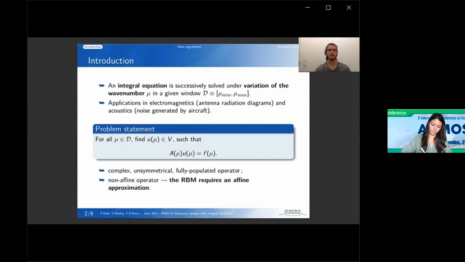In this presentation, I will essentially propose a new kind of affine approximation based on the concept of local adaptivity. And I will show how this new kind of approximation can be used to drive a reduced basis method that's well adapted for solving our frequency sweep problem.